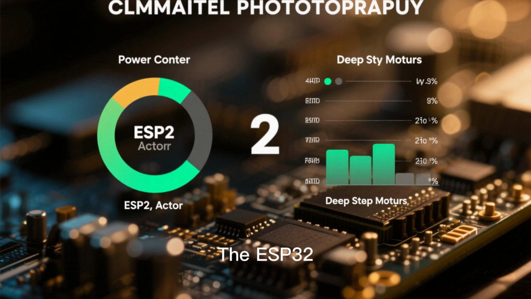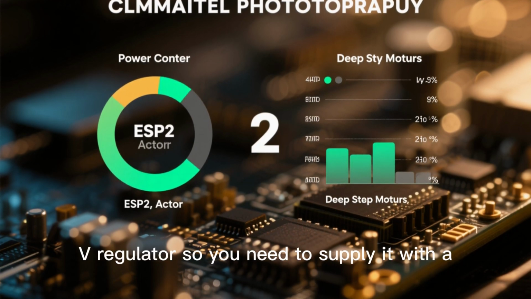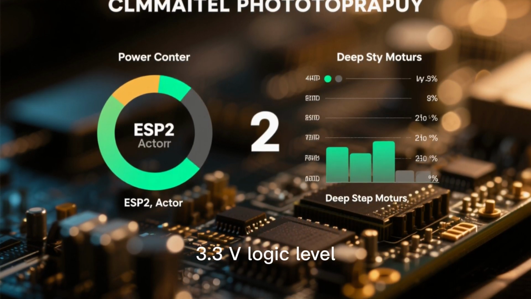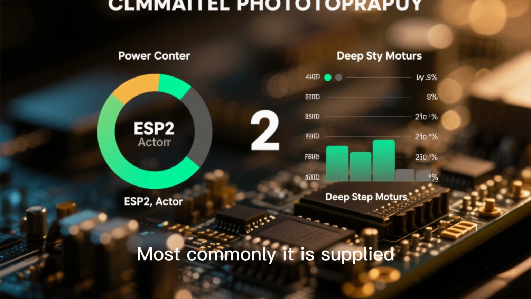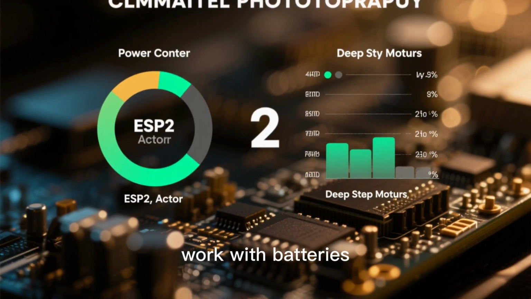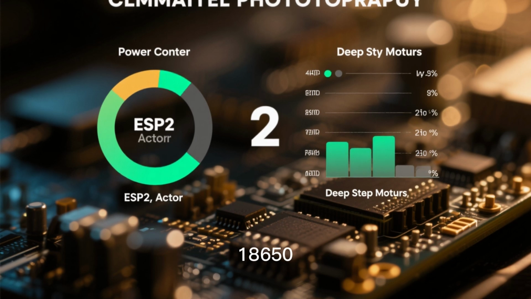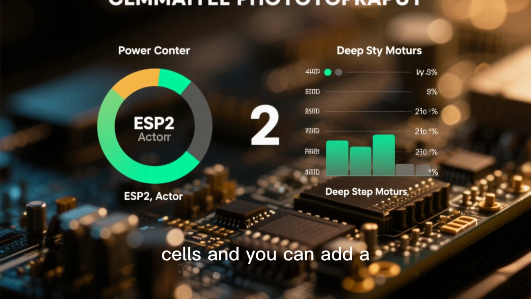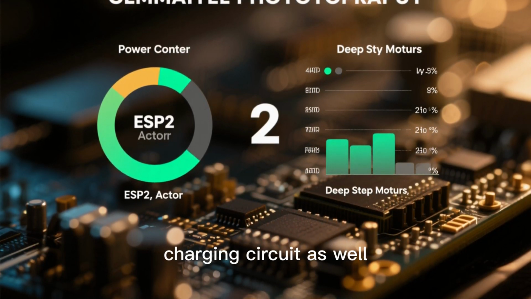The ESP32 is powered by a 3.3V regulator, so you need to supply it with a 3.3V logic level. Most commonly, it is supplied from a 5V USB, and you can easily make it work with batteries like the Li-ion or LiPo 18650 cells, and you can add a charging circuit as well.